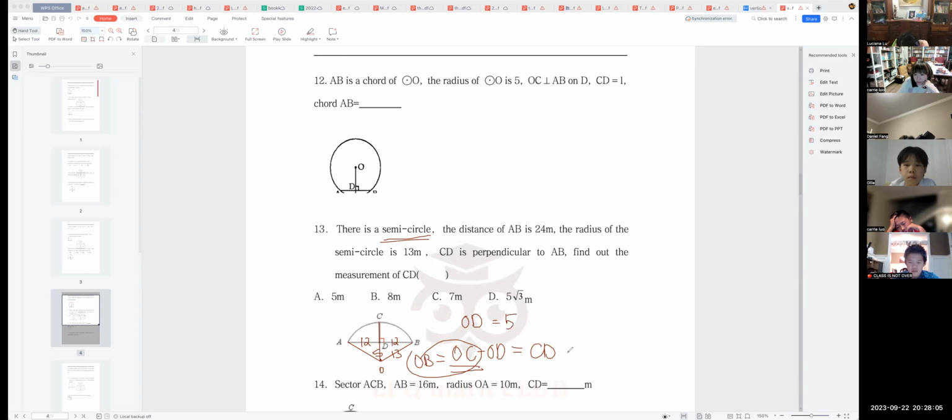If OD equals 5, CD equals what? Equals 13 minus 5. So the answer is 8 centimeters. So the answer is B. Get it, everybody? So if you don't understand, I said there's a very important thing called the center, you have to memorize it. Okay, so center is very important.